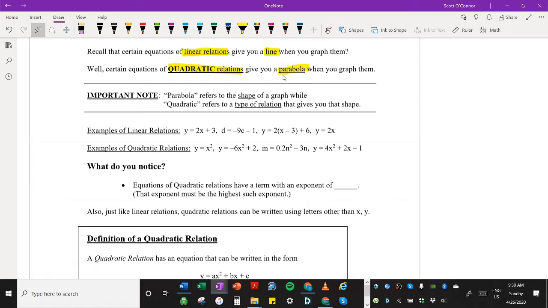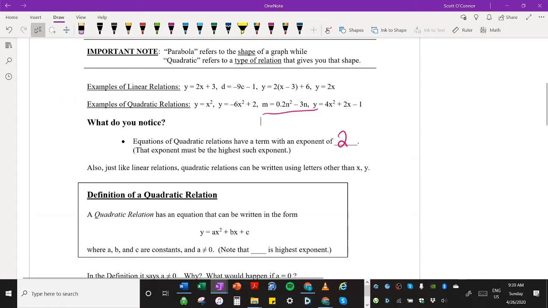What do you notice? Hopefully you've noticed that the equations of quadratic relations have a term with an exponent of, that's right, you got it, 2. Also, just like linear relations, quadratic relations can be written using letters other than x and y. So you can see that in this example here.